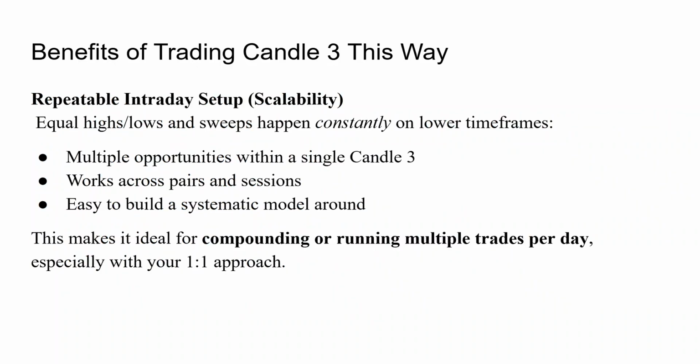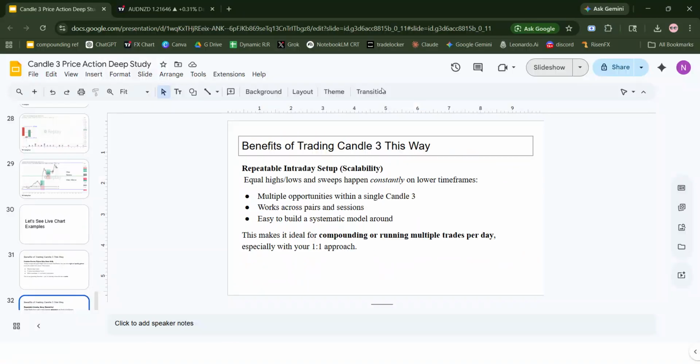You have a repeatable intraday setup that does give easy scalability. You have multiple opportunities within a single candle 3, right? Across pairs and sessions. So you can compound this for constant one-to-ones, back to back. I stop at 2. If I can get 2 back to backs, I'm good on that because I compound my profits in one day. But that's another way to approach the market as well.